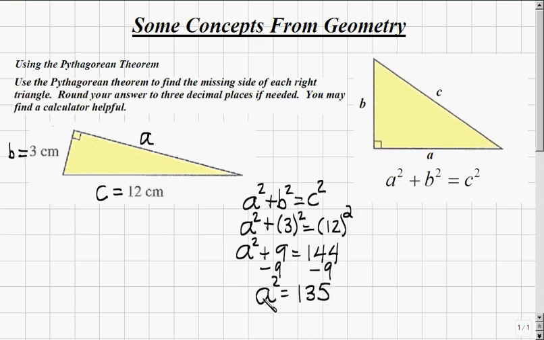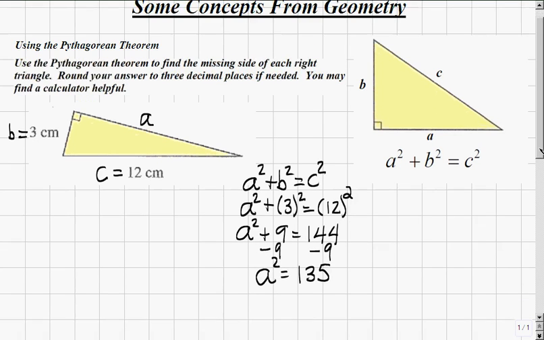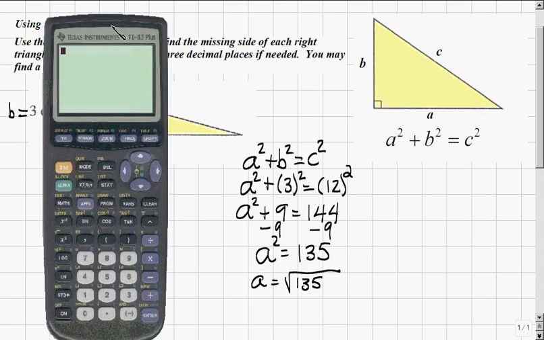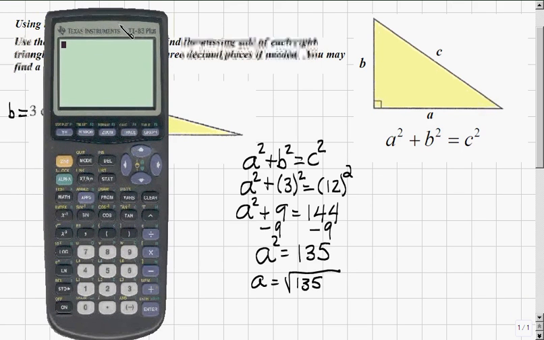Now we're looking for some number that when squared works out to 135, and to find that answer we need to think oppositely: if we square root 135, that answer, when squared, would become 135. To find the square root of 135, we'll use a graphing calculator. On our TI-83 graphing calculator, we'll hit second and then the square root button and punch in 135 and enter.